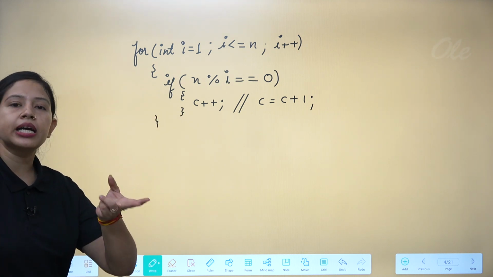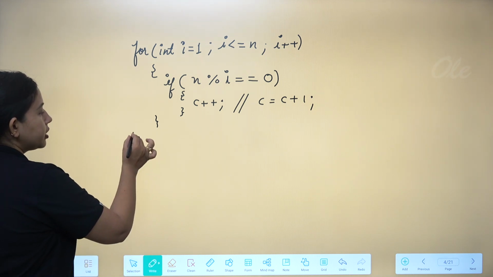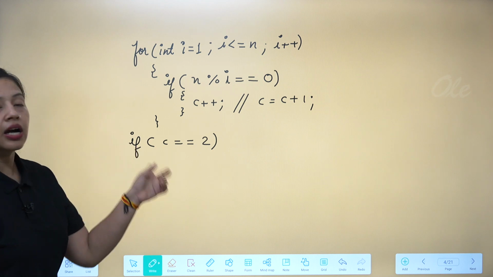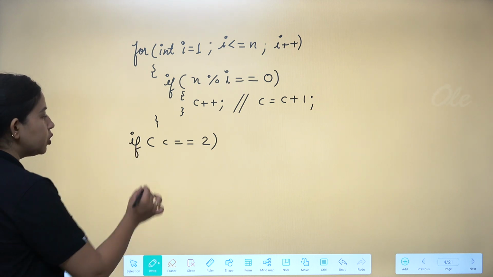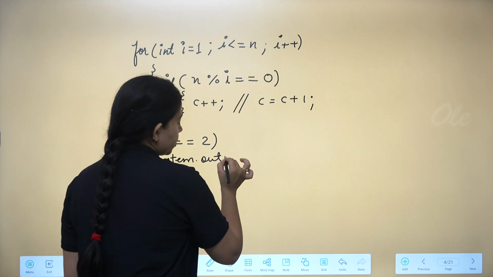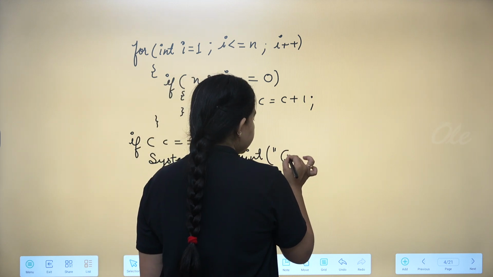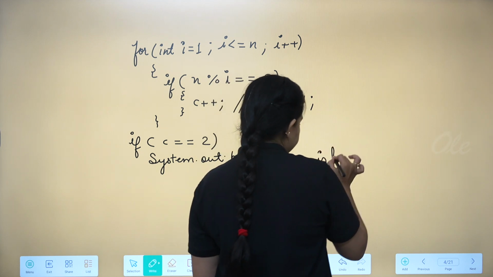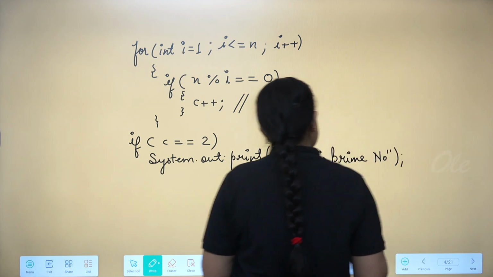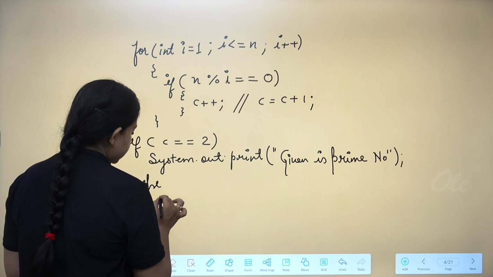Now at the end you need to check how many times, and what will be the maximum value of this counter for a prime number. As I suggested, it must be maximum 2. If the counter is holding a maximum value of 2, then System.out.print the given number is a prime number. Else, because if we have an if, then it must have an else.